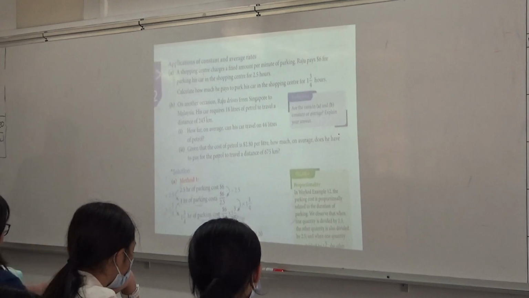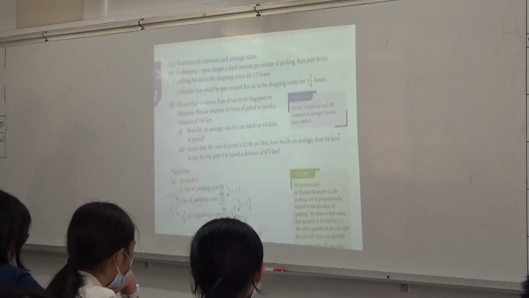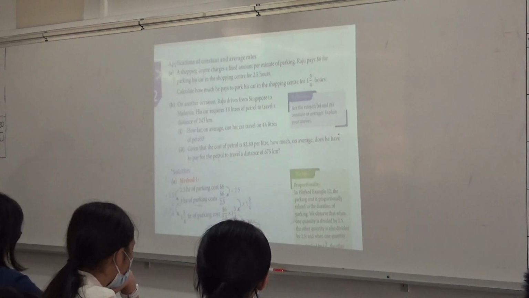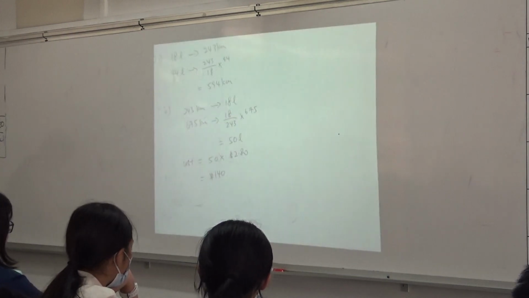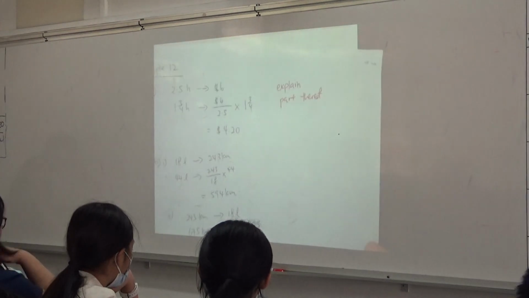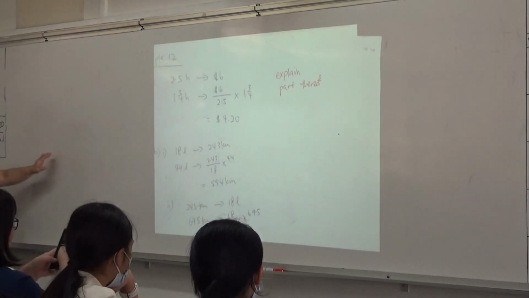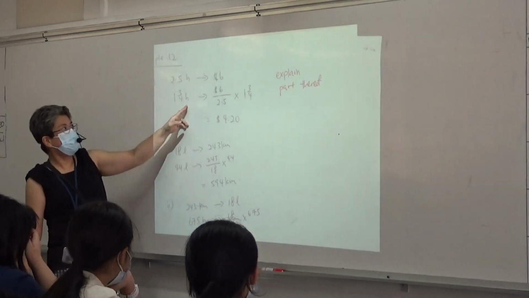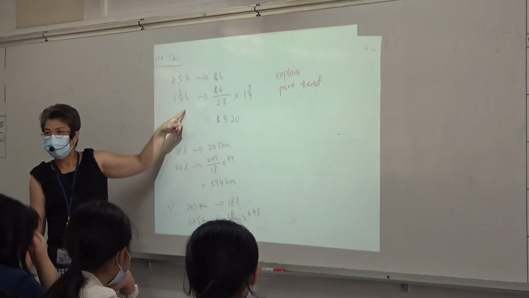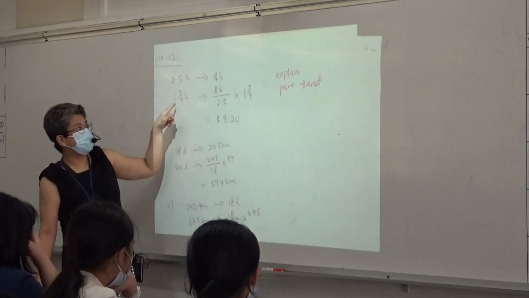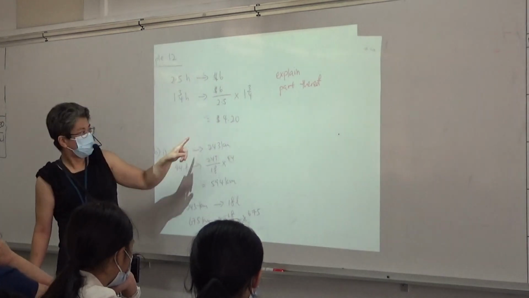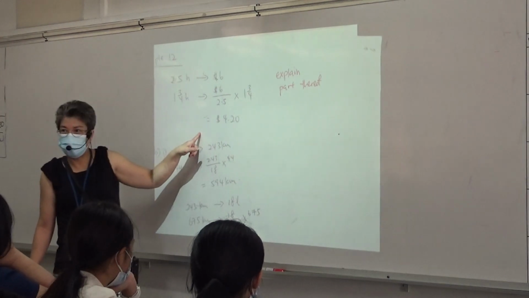Now, no need to change to minutes. So let me just show you the working. Okay, now can you see this one? 2.5 hours is $6. So 1 3/4 hour, can you see it's hour? So with this over this times this one. So what do I get? 420. So Raju will have to pay 420.